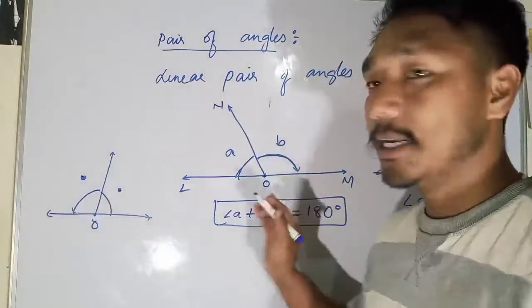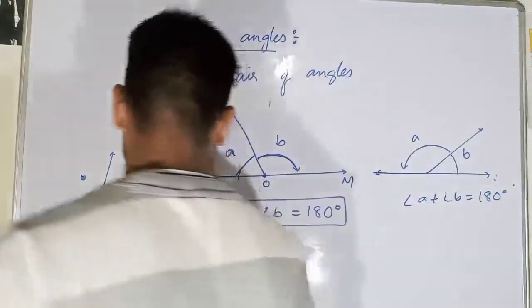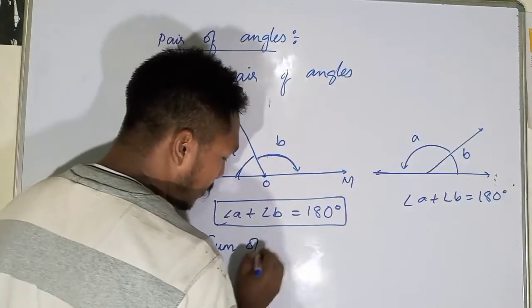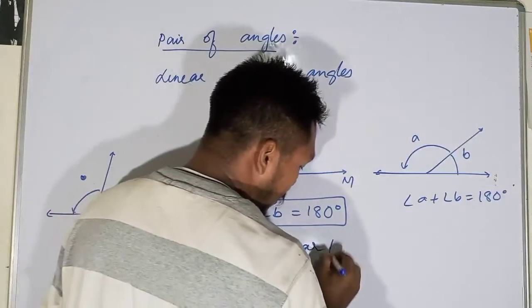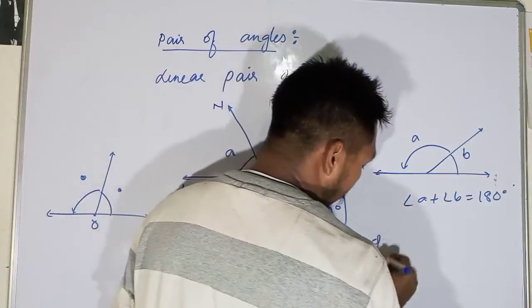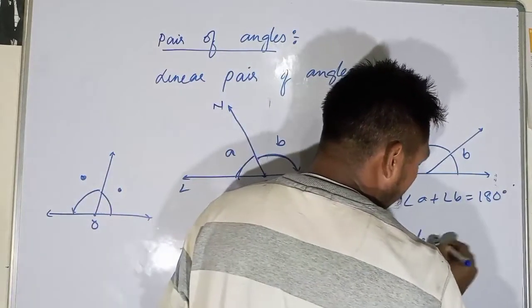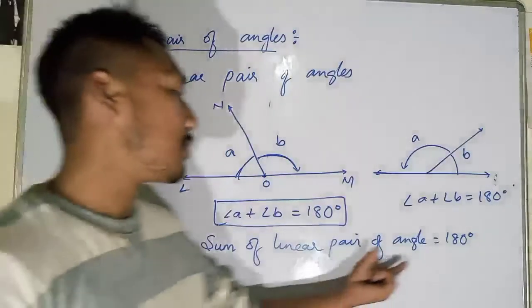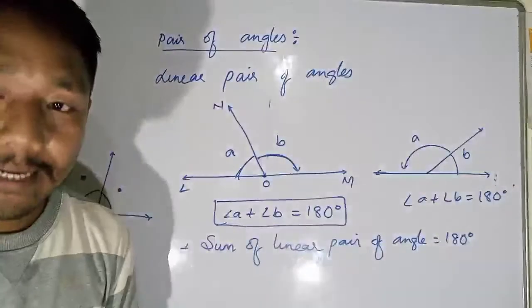So remember this one, write it down. The sum of a linear pair of angles is always equal to 180 degrees. I think you're clear that the sum of a linear pair of angles is always equal to 180 degrees.